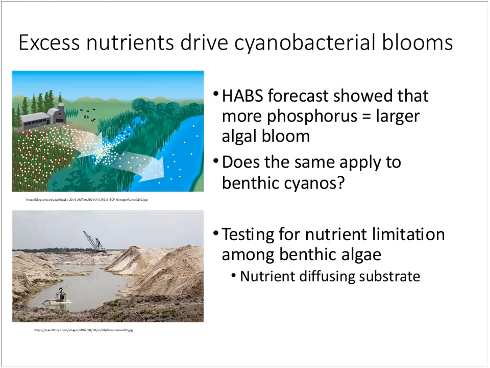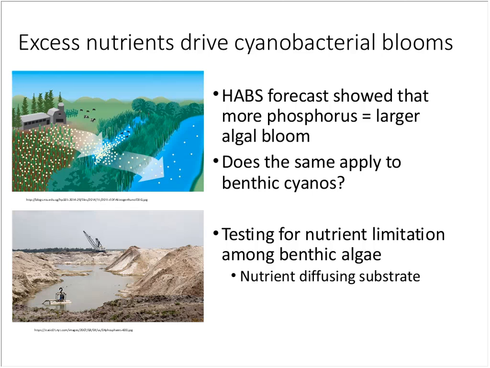Like I said before, excess nutrient loading drives these cyanobacterial blooms. You all saw the HABs forecast, and it showed that more phosphorus going into the lake led to larger algal blooms. So I'm asking today, does the same apply to benthic cyanobacteria? And I'm testing for the nutrient limitations on this in the benthic algae using something called a nutrient-diffusing substrate, which I think I talk about in the next slide.